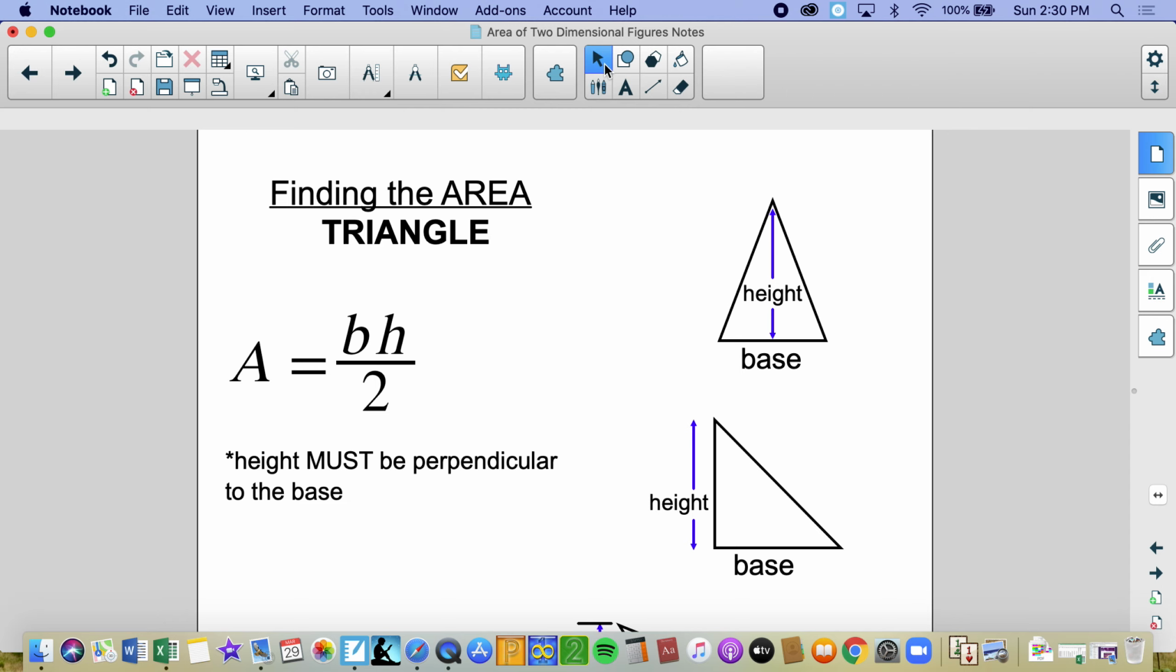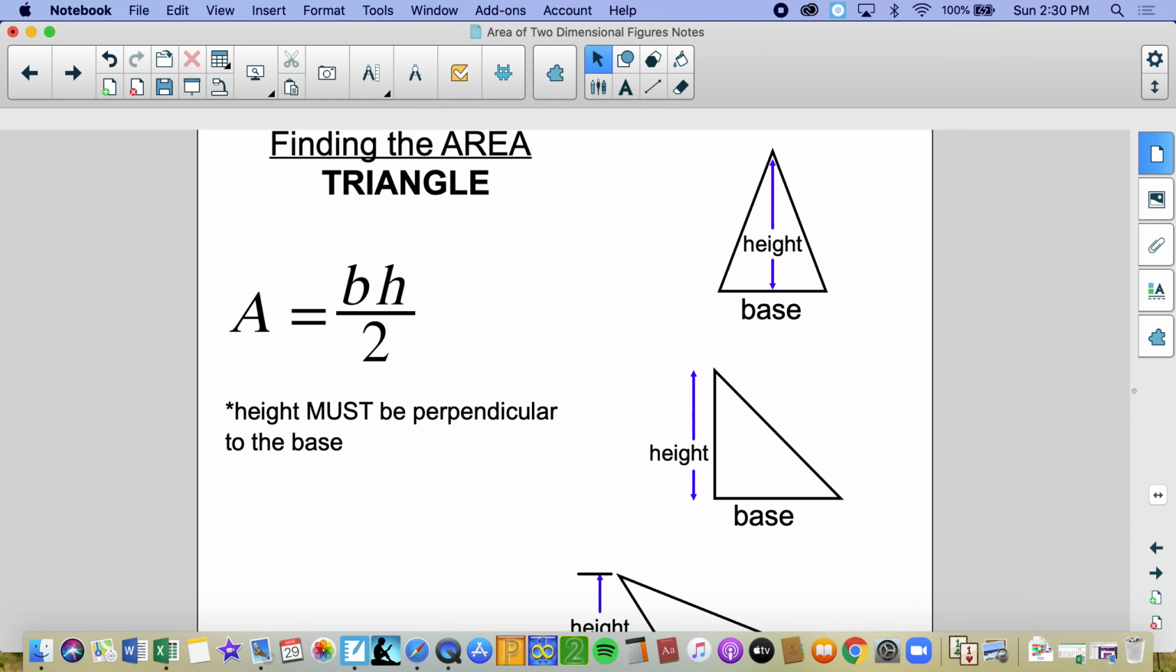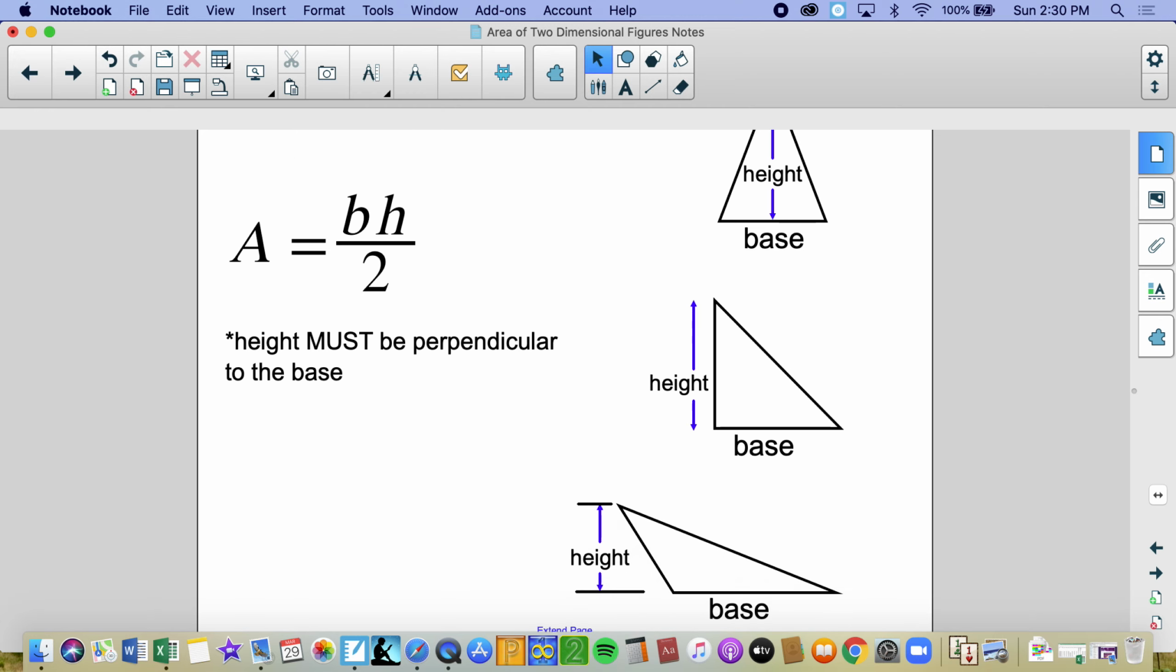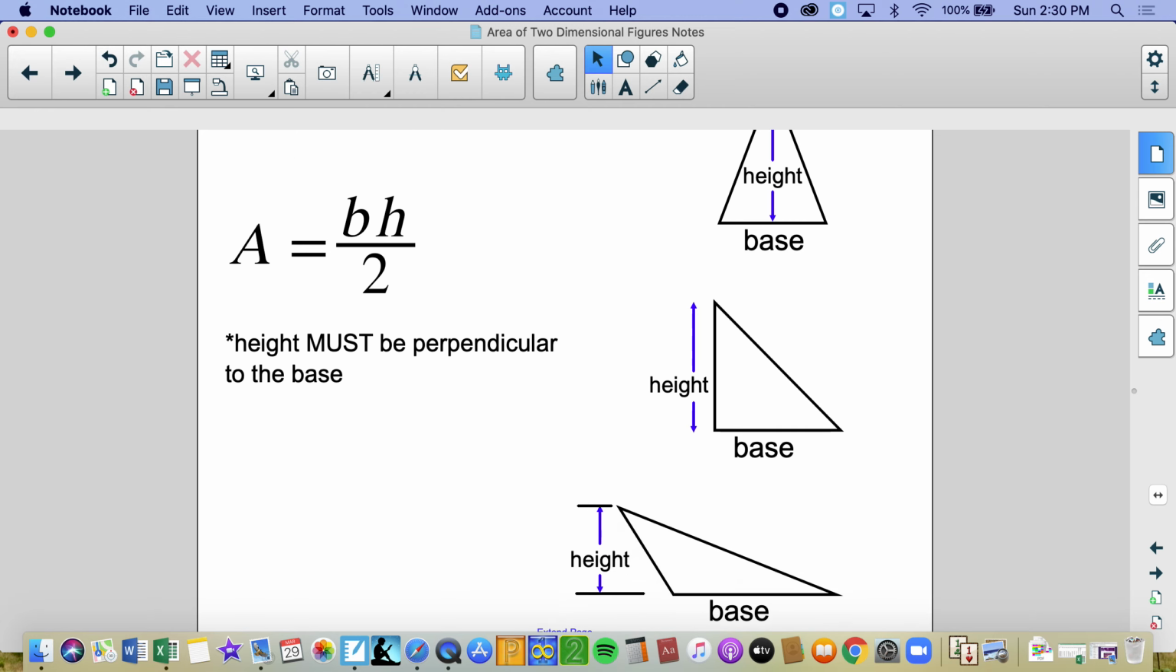So if we have this as our base on our first one, the height must be perpendicular to that base, which that height would be on the interior typically. You might even see it on the exterior like this bottom one. And if we're given a right triangle, we understand that this is a right angle, that is perpendicular. So in the second figure, that's more of a typical one, and then the third one's the tricky one, where the height is outside of the figure.